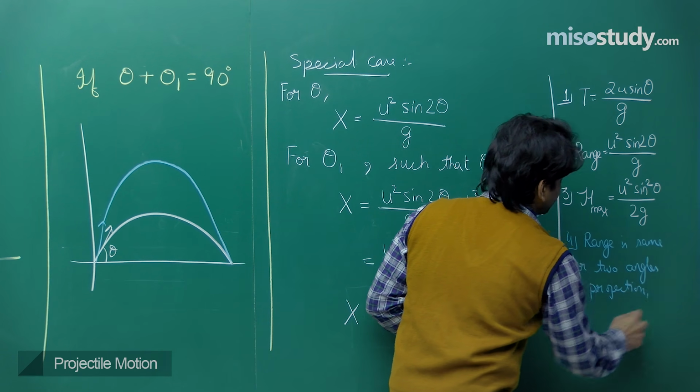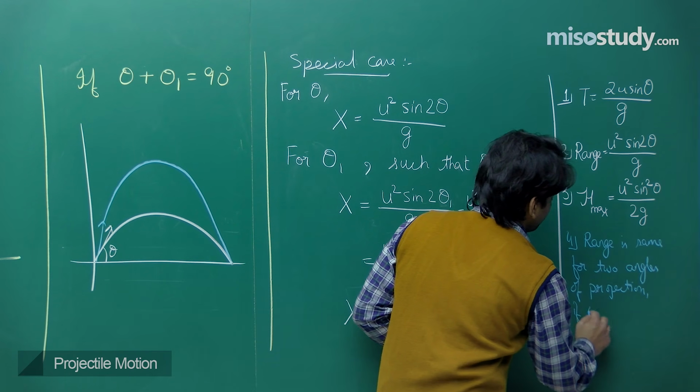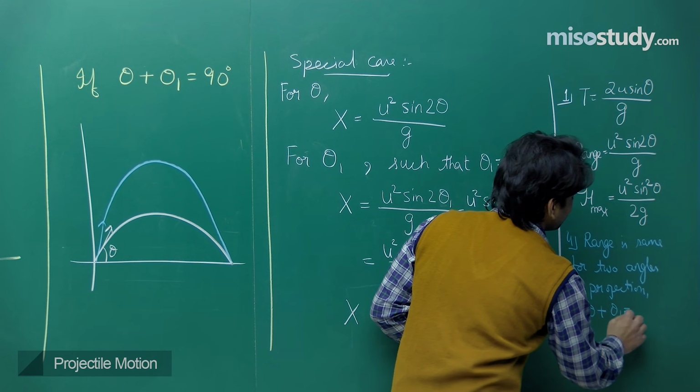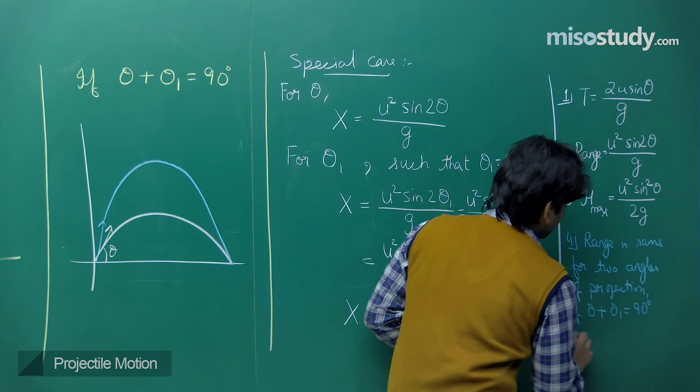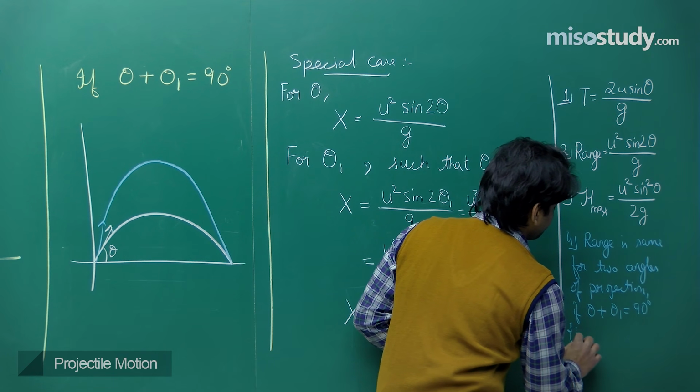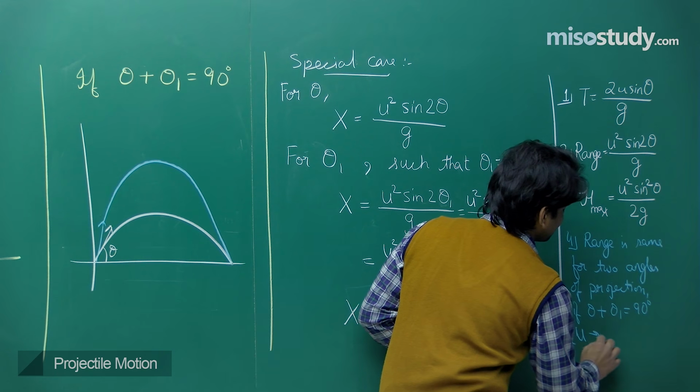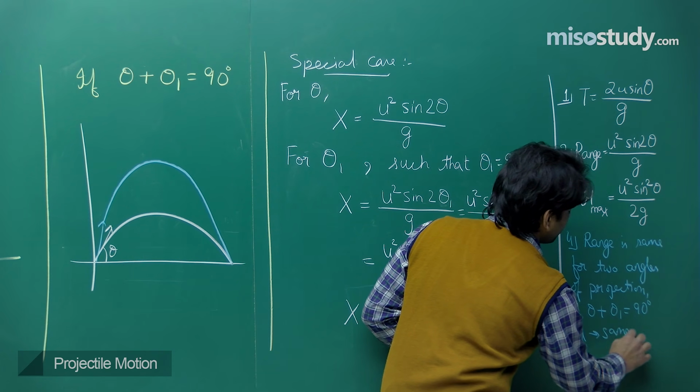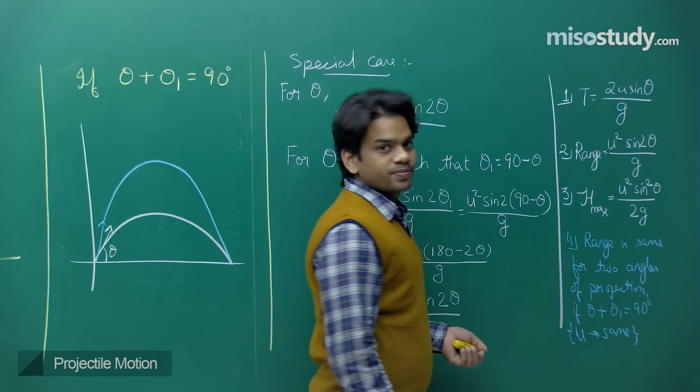For two angles of projection, if theta plus theta 1 is equal to 90 degrees, and remember the initial velocity should be the same, u is the same in both cases. Hope this is visible to you all.